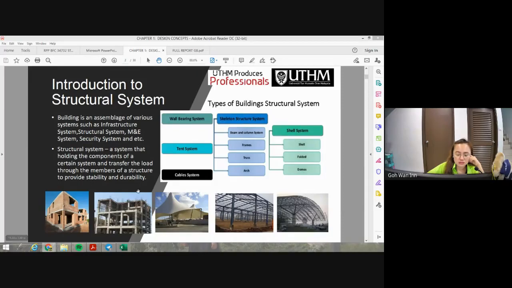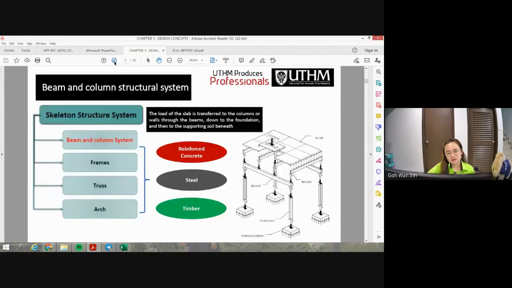You can see that this is an example of a wall bearing system, and this is a skeleton structure. Here you can see the load path from the slab to the beam, to the column, and to the foundations. And this is a tent system. This is a steel frame. Go to the next slide.